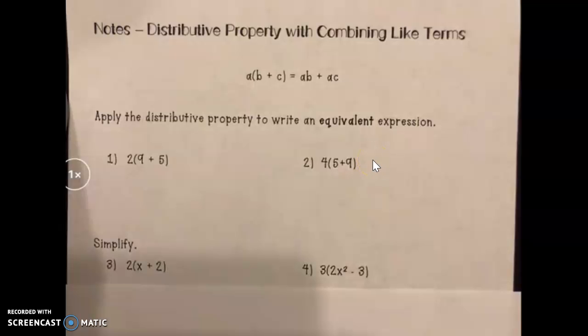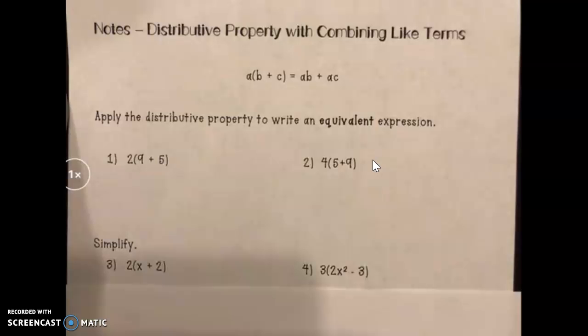Hey guys, so today we're going to be looking at using the distributive property, and then we're also going to use it with combining like terms. So remember, with combining like terms, we had to have the exact same variable and exponents in order to combine it, or they had to be constants. So we're going to keep that in the back of our mind as we get started.